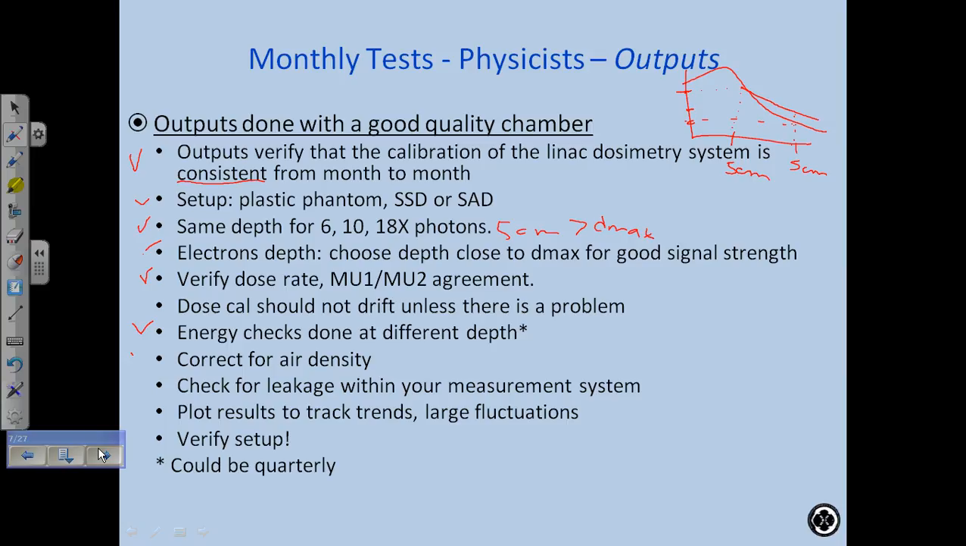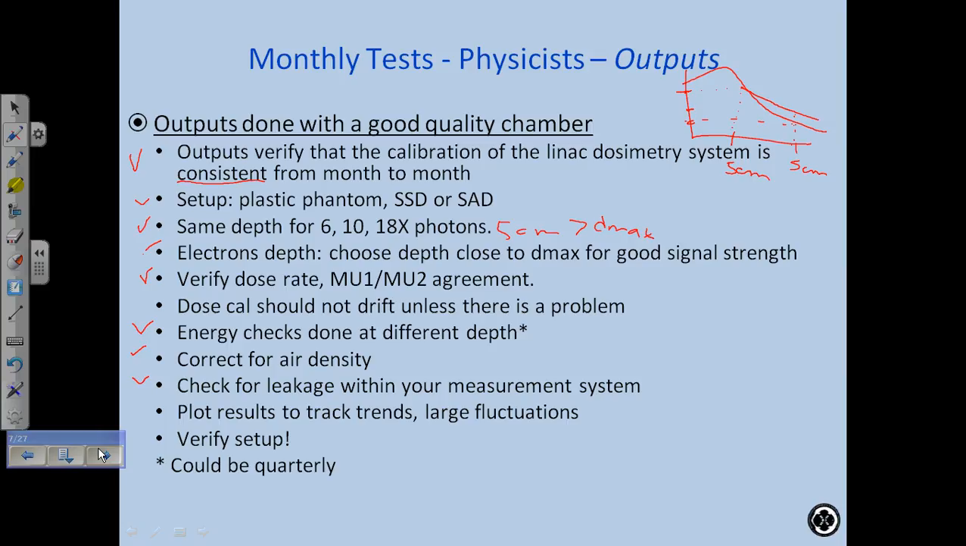Always remember to correct for air density for your chambers. Check leakage within your measurement system. Okay. How do you do that? How do you check leakage? Hook everything up, right? Hook up your chamber, your electrometer, make sure it's all hooked up, make sure your bias is on, and then go to the most sensitive current scale. Turn it on, look at your current leakage. What should your leakage be?